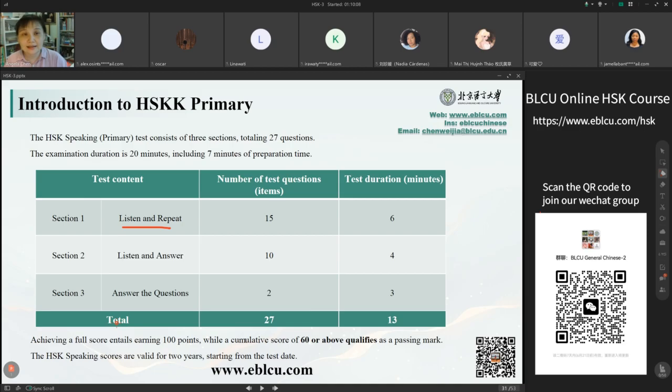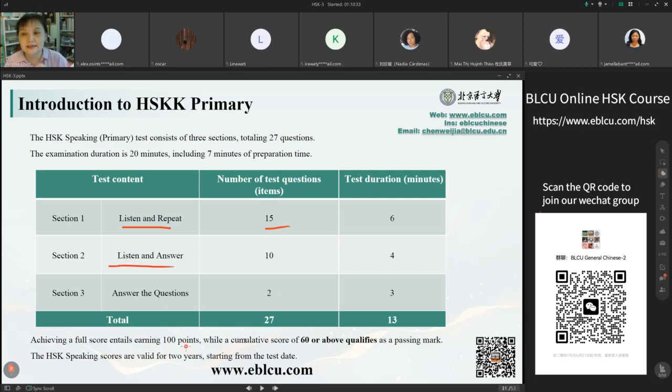First one is listen and repeat. There will be 15 short sentences. They will read the sentence and then there is a beep, and you need to repeat the sentence right after the beep. And then move on. They will speak the second sentence and another beep, and you need to repeat it. So listen and repeat the sentence.